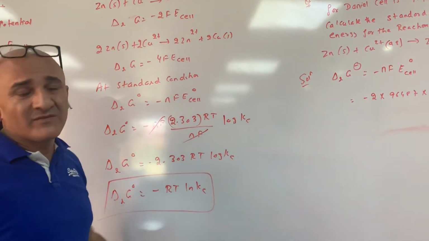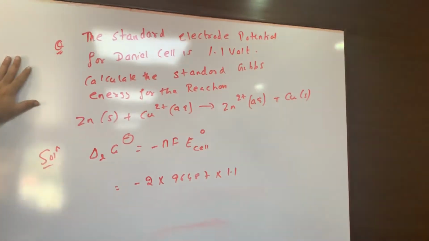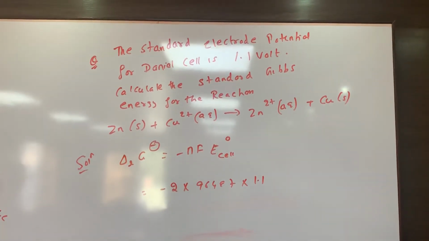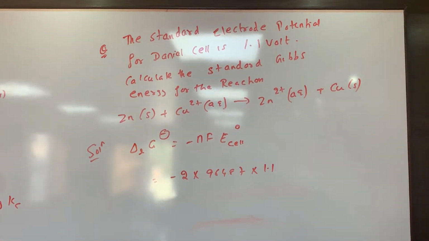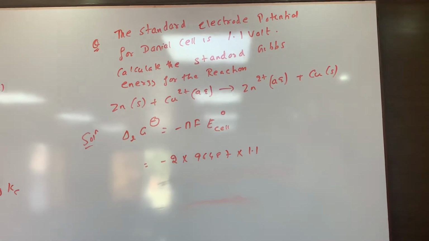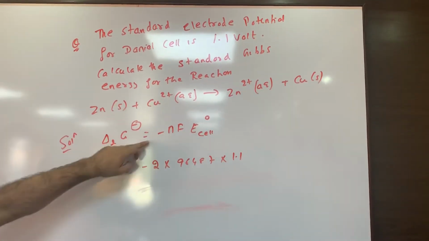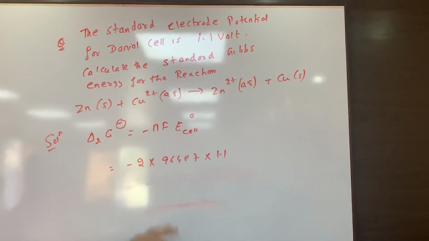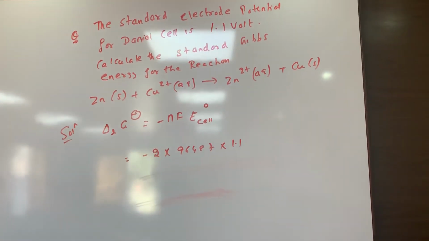Again, a direct formula based question will come. They will just ask you this question: the standard electrode potential for the Daniell cell is 1.1 volt. Calculate the standard Gibbs energy for the reaction. You just have to find n, the number of electrons exchanged, which is 2. The remaining is constant, and E cell is given as 1.1 volt. Just put in the values, calculate, and you'll get the answer.